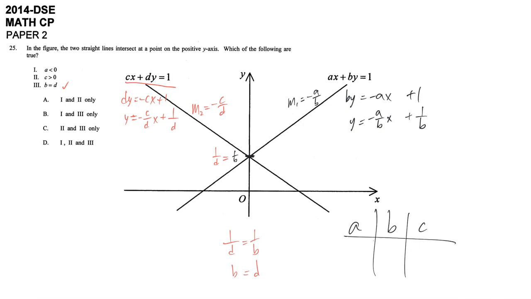So we look at b and d, which are basically the same number. We observe this point is on the positive y-axis, which means that 1 over b is larger than 0. It is positive. So it must be positive divided by positive to give you positive here. So b is positive.